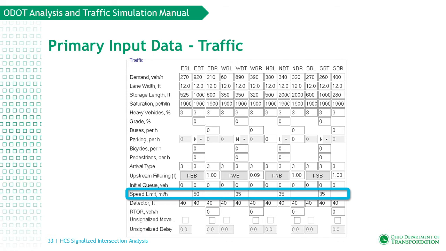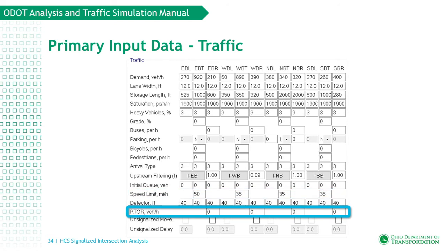However, the eastbound approach has a posted speed limit of 50 miles per hour. Therefore, the speed limit for the eastbound approach was changed in this window. The right turn on red flow rate is a difficult parameter to estimate and can have a quantifiable impact on the analysis results. The right turn on red is expressed as an hourly flow.